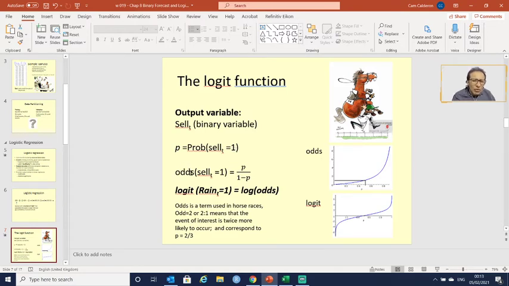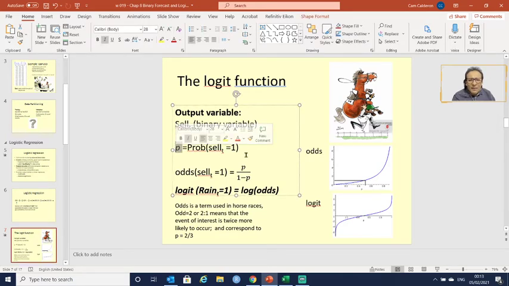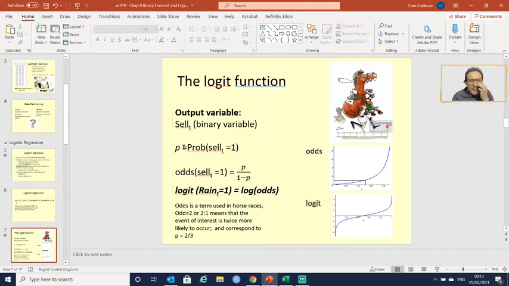So the odds of sell equal 1 is equal to P divided by 1 minus P, where P is the probability of that column being sell equal 1. The difference between the probability and the odds is that probabilities measure, for instance, from a basket, if there are 6 balls and only one of them is yellow, the probability of getting the yellow ball.